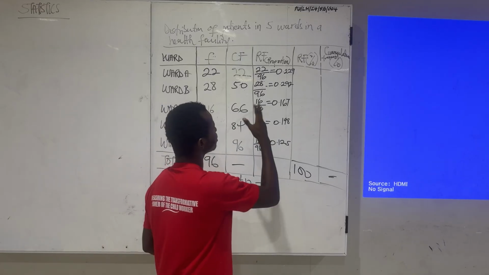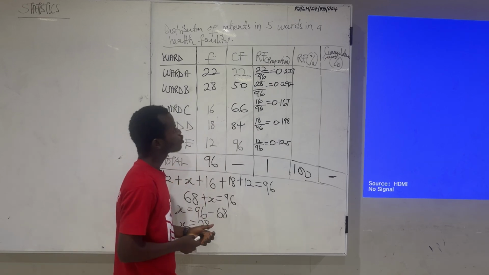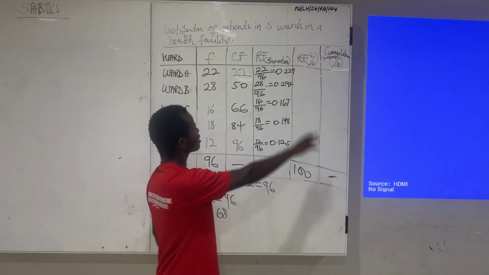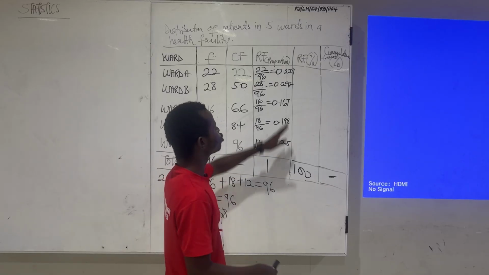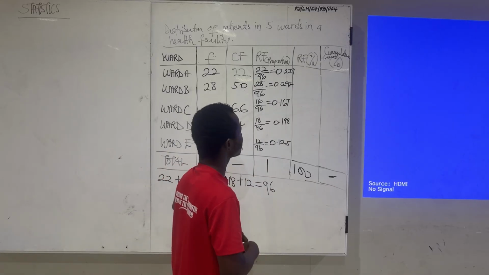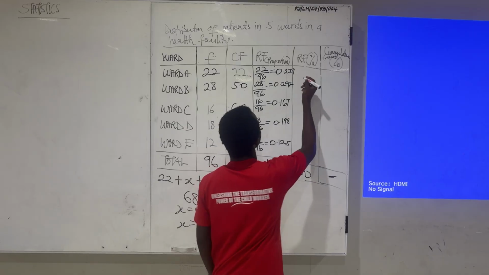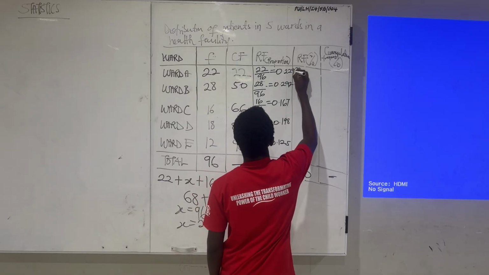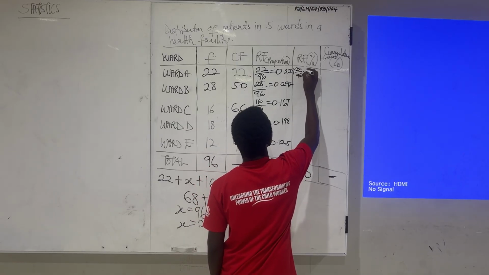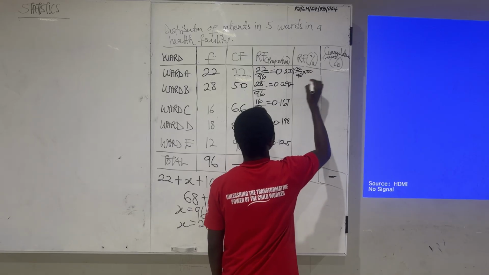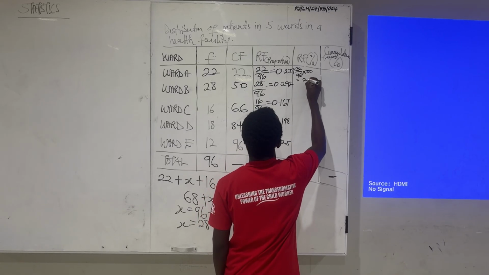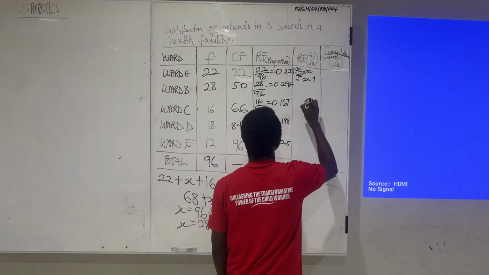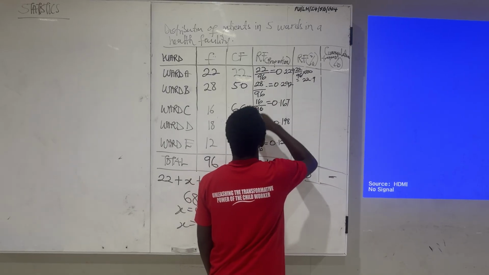So let's move to the relative frequency in percentage. So in percentage, you express the fraction like this and multiply it by 100. So that one you show working to confirm that you did the work yourself. So it will be 22 divided by 96 times 100. This will give us 22.9. Do the same for this one.